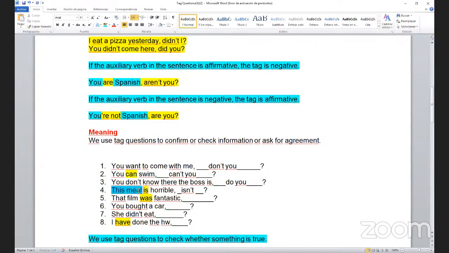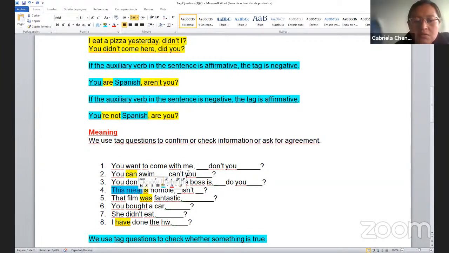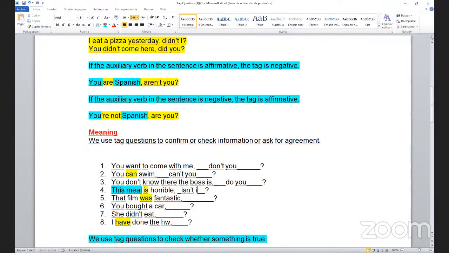If we have in the sentence any other word or maybe a name, we always have to use the subject pronouns that we have. For example, this meal, what is the correct subject pronoun? It. Very good. If we have a name, like Walter, I will use he. Christina, I will use she. So always the subject pronoun. In this case, how is the tag question?